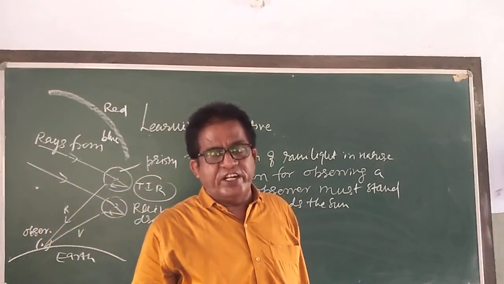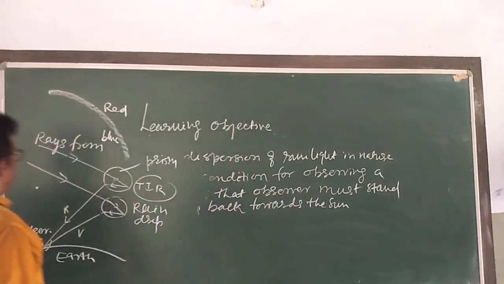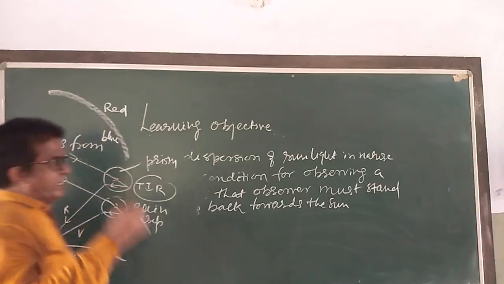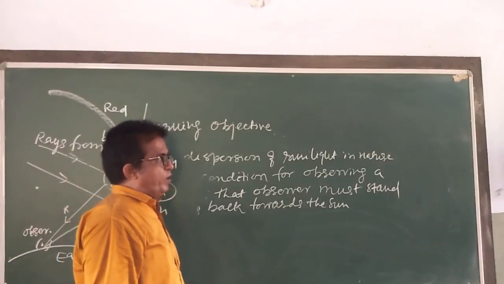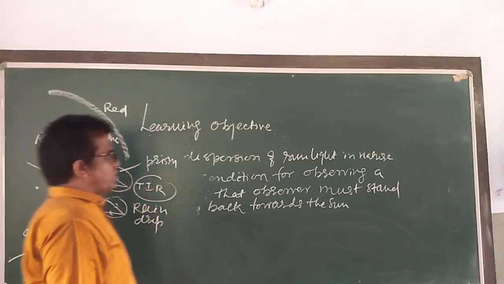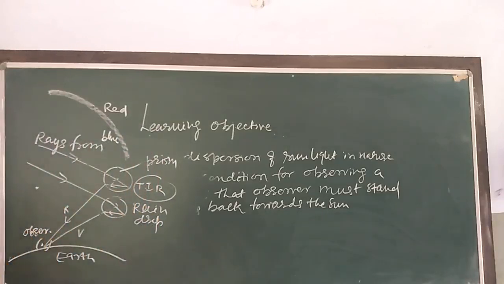In a special condition, we can say a phantom rainbow may also be seen. A fainter one is seen above this, which is called the secondary rainbow. That is called the secondary rainbow.